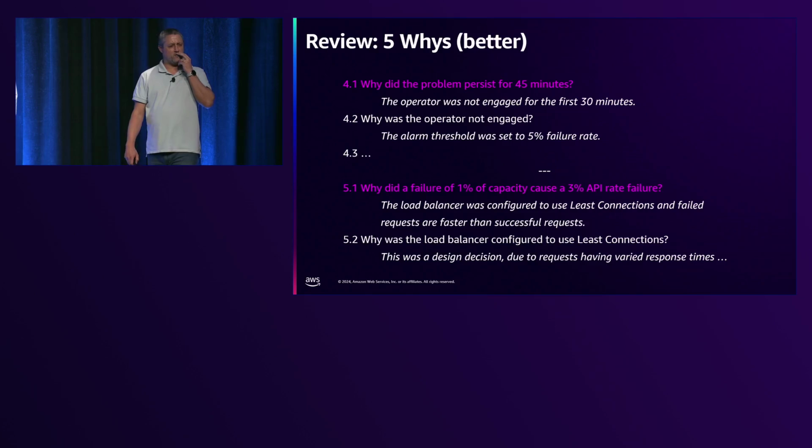Why did a failure of 1% of capacity cause a 3% API failure rate? That's kind of odd. Well, the load balancer is configured to use the least cons load balancing algorithm. I don't know how many people are familiar with that. And it turns out that when hosts fail, they often answer faster than when they are succeeding. And least cons will tend to go, okay, more work for you, failing host then. And so, yeah, it's a disproportionately large failure rate.